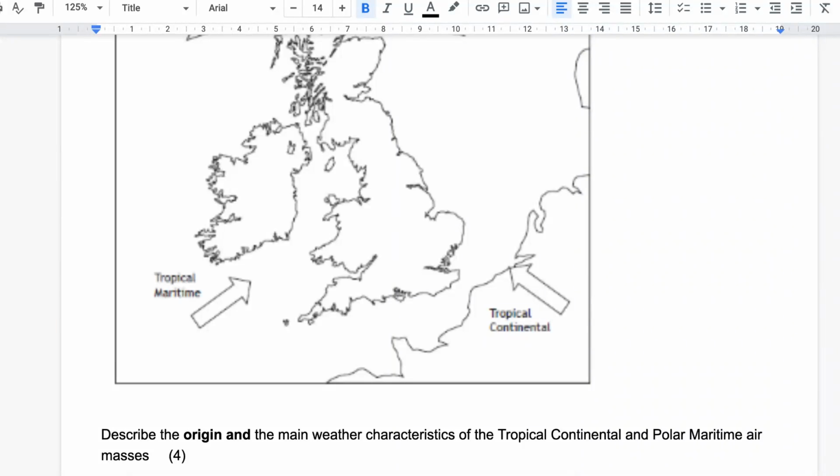The weather characteristics, well, there are two key weather characteristics we tend to talk about with air masses: you are going to get hot temperatures and you're going to get dry weather conditions, or lack of rainfall, with this air mass.